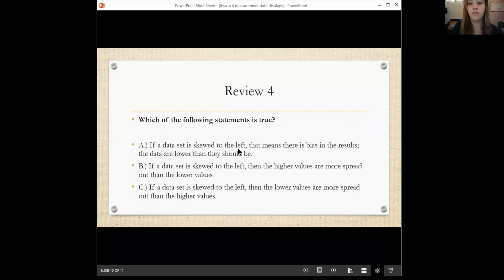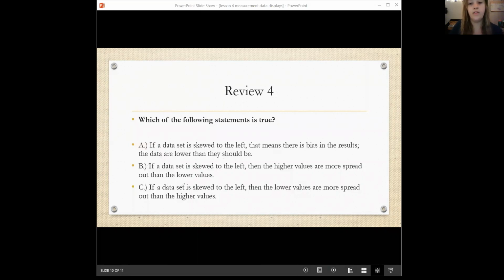All right, review number 4. Which of the following statements is true? A says if a data set is skewed to the left, that means that there's bias in the results and the data are lower than they should be. B says if a data set is skewed to the left, then the higher values are more spread out than the lower values. Or C, if a data set is skewed to the left, then lower values are more spread out than higher values. So go ahead and think this one over.